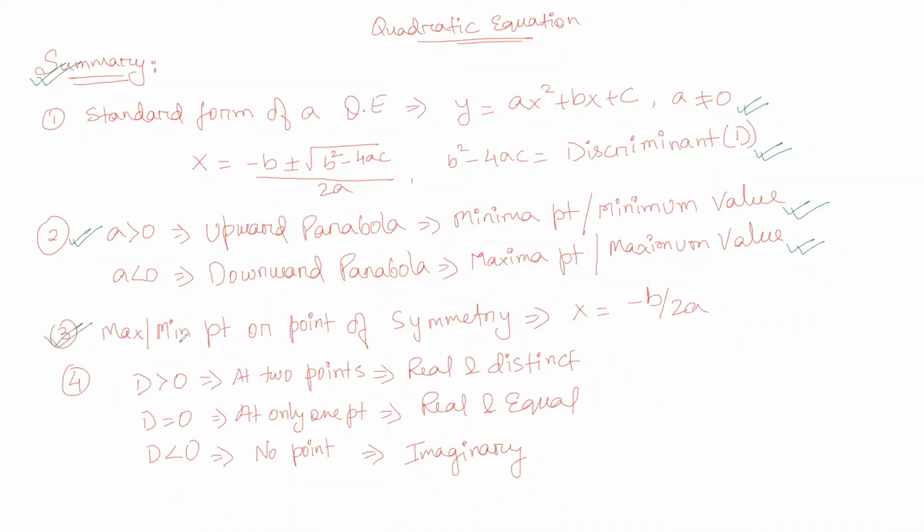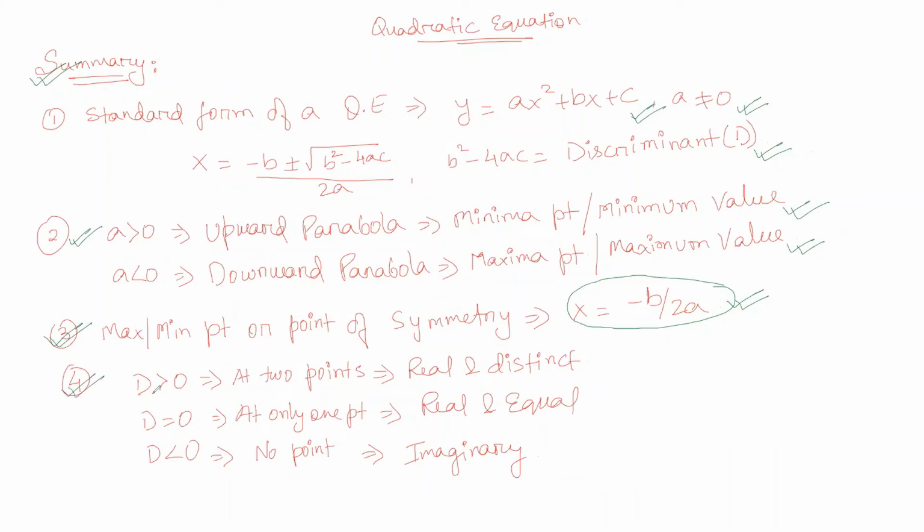Also, the maxima or the minima point, or the point of symmetry, or the line or axis of symmetry, is given by x equal to minus b upon 2a. And if we put x equal to minus b upon 2a in this quadratic equation, we would be able to get the maximum or minimum value.